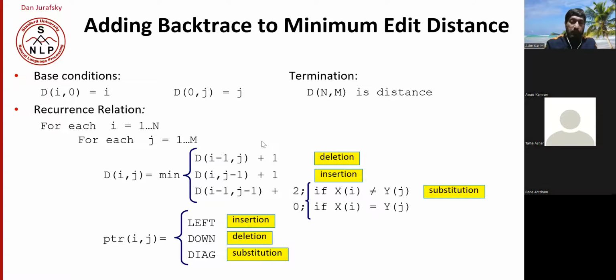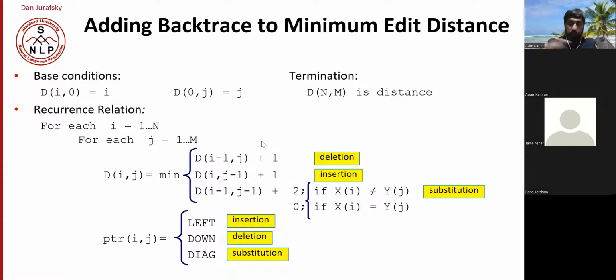And the third option is the substitution option. And this only applies when the two characters at i and j are different. If they are the same, then this is 0. If they are different, then of course we add 1 or 2. We will probably add 2 if we are using the Levenshtein distance. So this is the recursion that will fill out the entire 2D matrix.